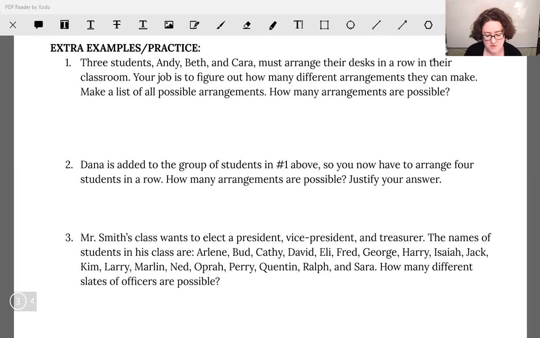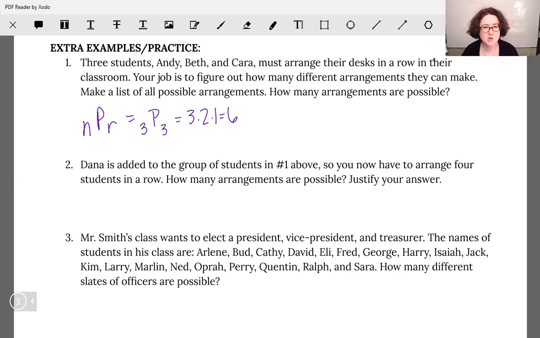So example 1, we have 3 students, Andy, Beth, and Kara, who have to arrange their desks in a row in a classroom. Your job is to figure out how many different arrangements they can make. So is order important? Absolutely. So that means this is a permutation. So we're going to do nPr, and again, we're looking at those 3 people, arranging them in all the different possible orders. We're going to do 3 people, which means if they're all seated, they have to have 3 people in the row. So 3P3, otherwise known as 3 times 2 times 1, aka 6.